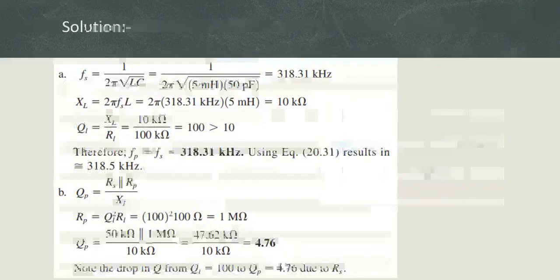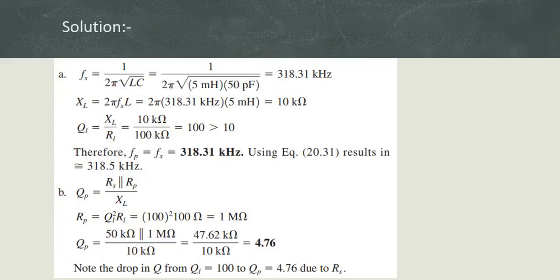Okay, so I move on to the problem. From the circuit, the inductance value is 5 millihenry and the capacitance value is 50 picofarad. You substitute all those values, therefore my series resonant frequency is 318.31 kilohertz. XL equal to 2 pi Fs into L, so that it is 10 kilo ohm. The quality factor QL equal to XL divided by RL.